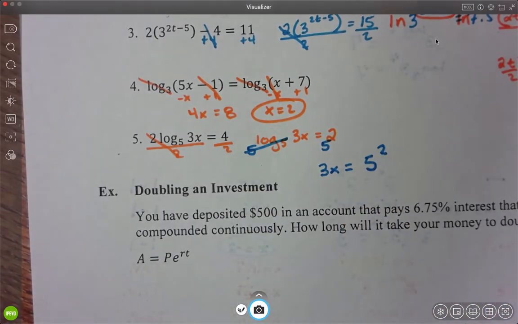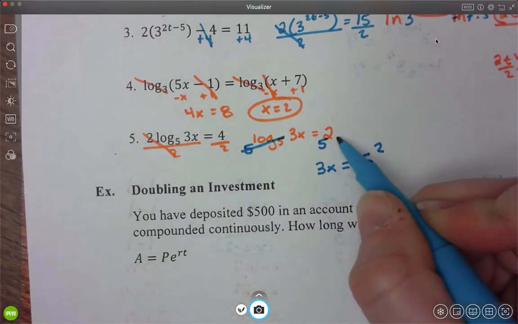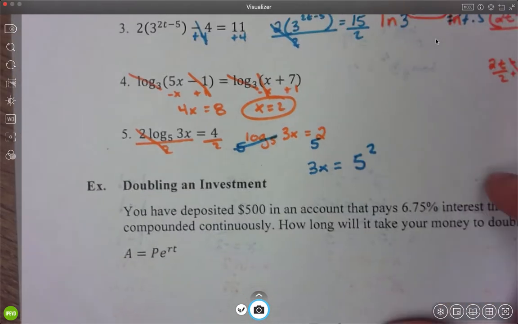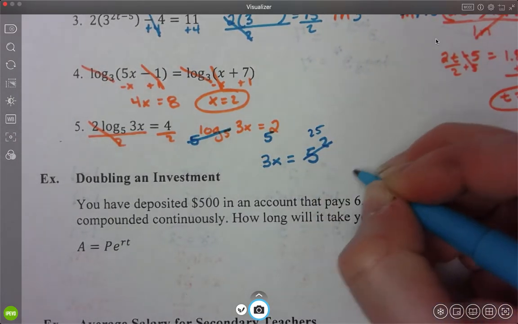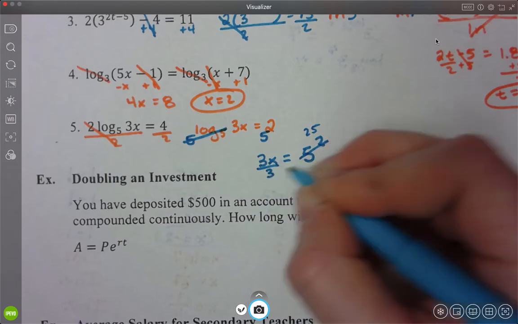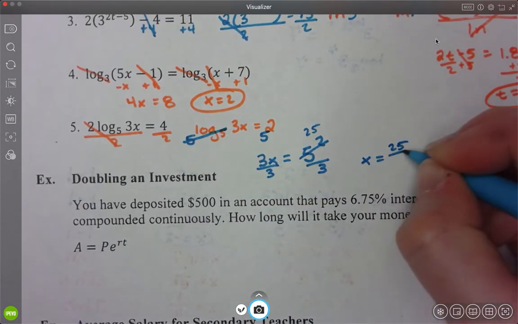Okay. So when these two cancel, that 3x will come down, and that will still stay 5 to the second power on the right side. Okay, so 5 to the second power is 25. So I have 3x equals 25, and if I divide by 3, x is going to be 25 over 3. Let's just leave it like that. We won't convert it to a decimal.